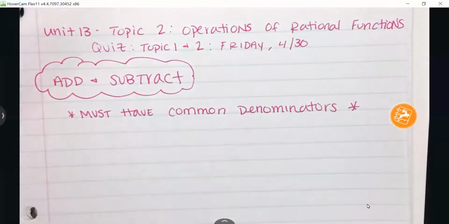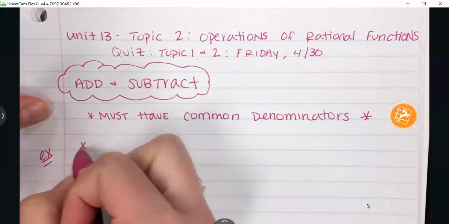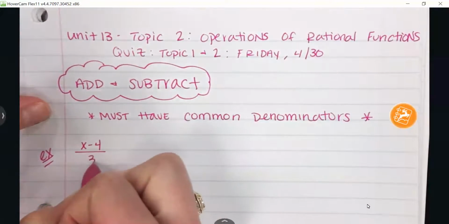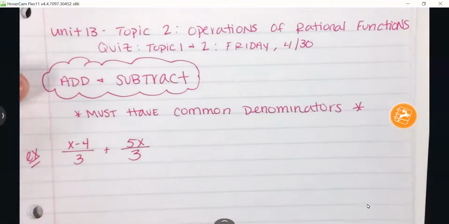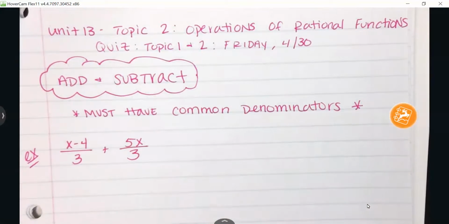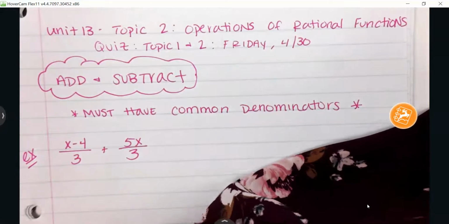All right, here we go. My first example: (x minus 4) divided by 3 plus 5x divided by 3. What do I notice about it? What's the first thing you notice about this? They have the same denominators.